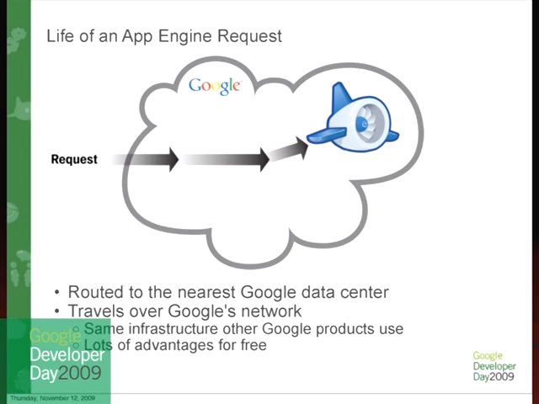So let's look at the life of an AppEngine request, what happens from start to finish. When you, in your web browser, go to appspot.com and go to your domain for an AppEngine site, you get routed to the nearest Google data center. And then over Google's network, your request gets transmitted to the data center that hosts the AppEngine server.